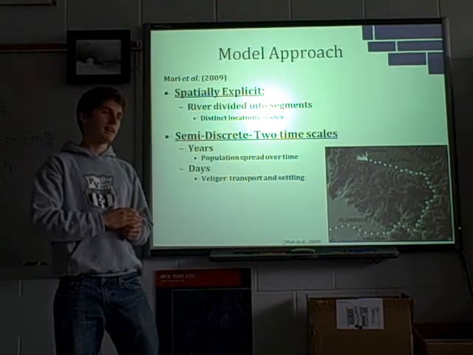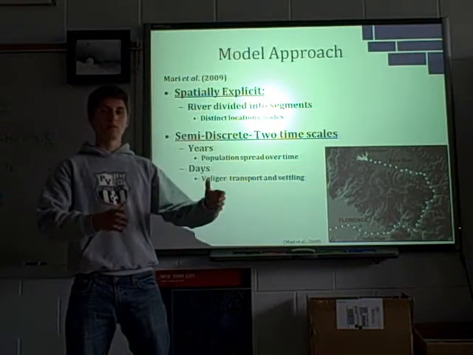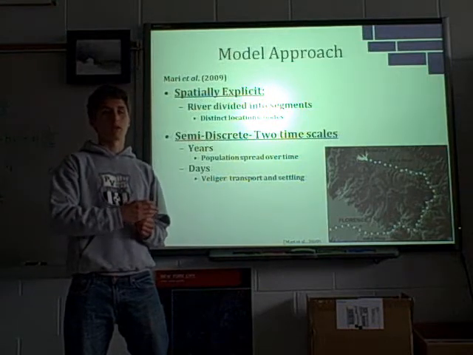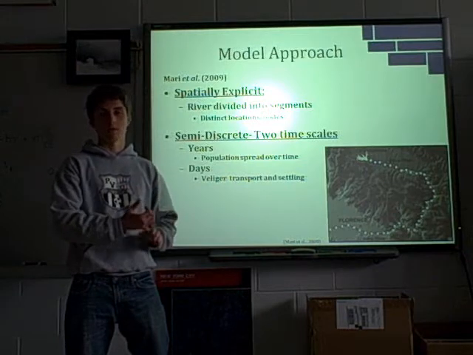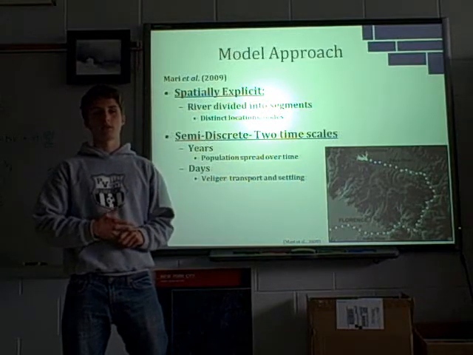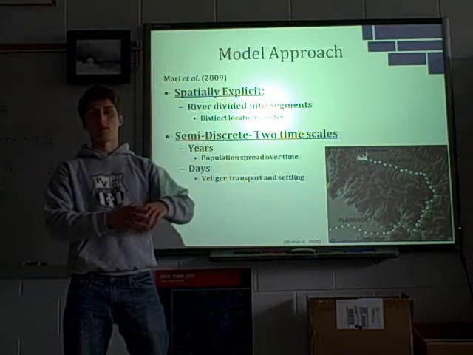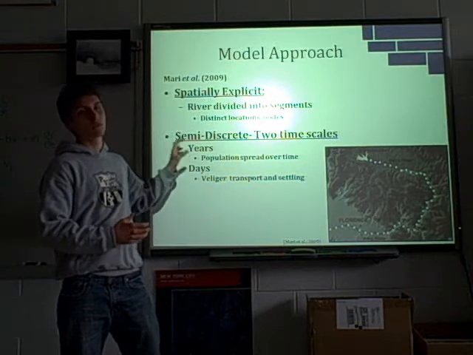It's spatially explicit in that I can represent the Susquehanna River as a virtual one-dimensional lattice of nodes, each of which correspond to locations on the real Susquehanna River in terms of the water conditions and current speed, which puts the invasion in a more realistic context, so I can project how these mussels would spread in the real Susquehanna River over time. And it's semi-discrete in that there are two timescales running.